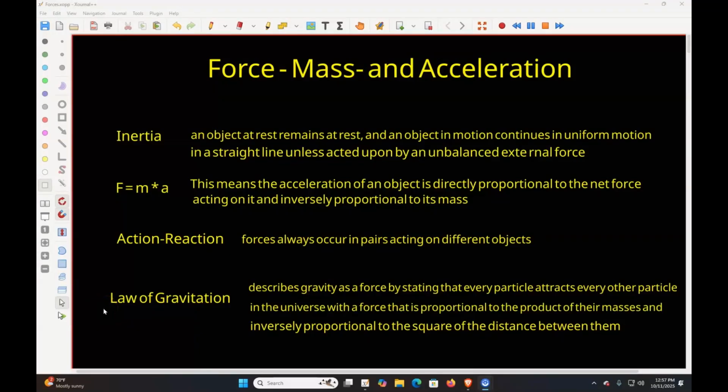Every motion in the universe, from falling apples to orbiting planets, comes down to one thing: forces. In today's video, we'll explore how forces cause motion and how Newton's laws help us describe and predict that motion.